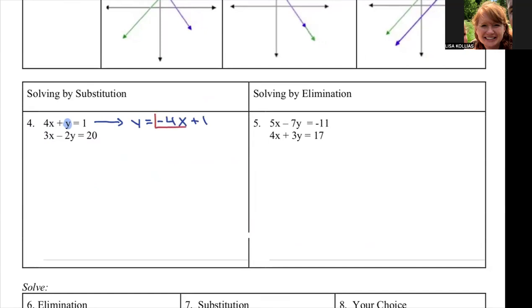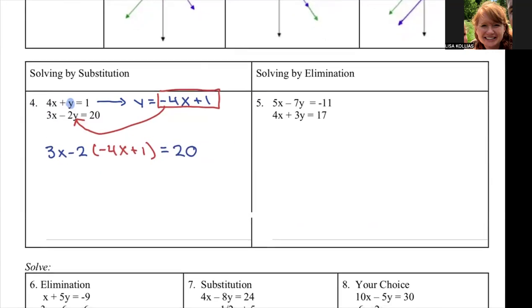Then what I do is I take equation 1 and I'm going to plug it into equation 2. So y goes out and -4x plus 1 comes in. So now I'm solving an equation with only one variable in it. So -2 times 4x is plus 8x. So I'm distributing here, combining my like terms, adding 2 over, dividing by 11, and x is 2. Not my final answer, part of my answer.